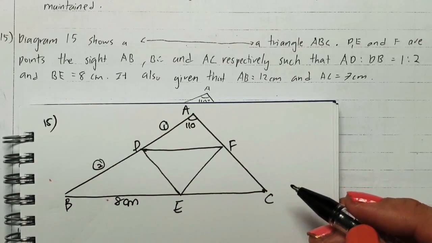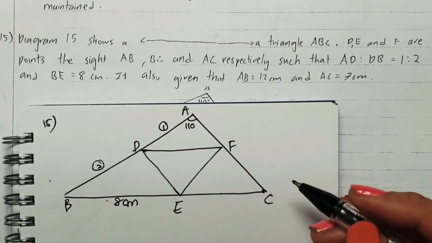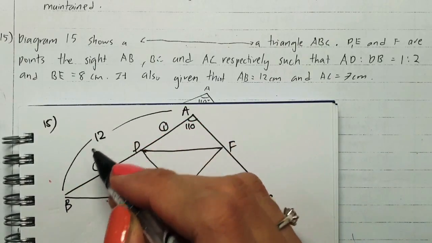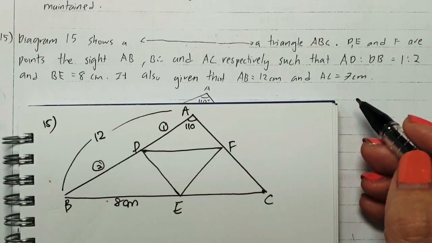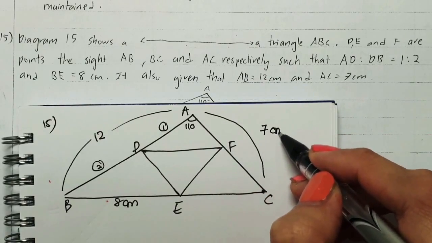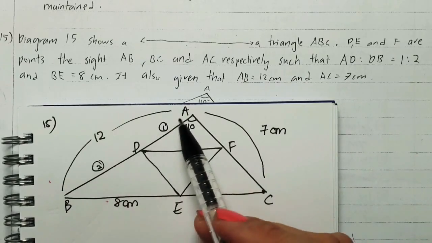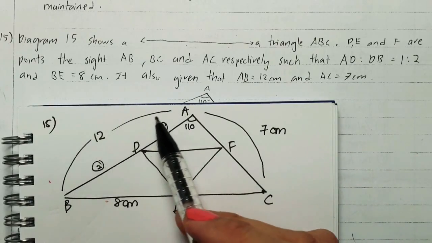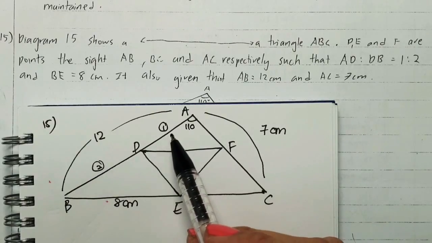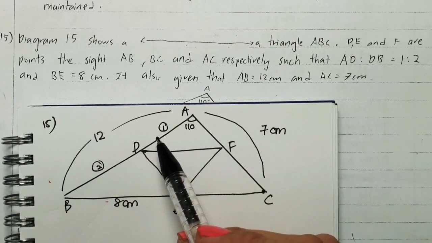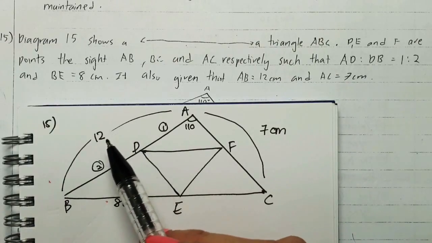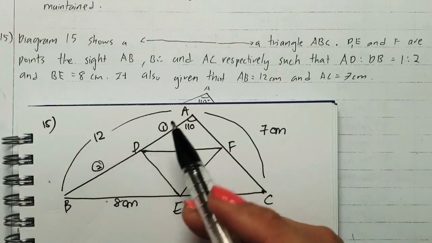It is also given that AB is 12. Now from A to B is 12 cm. A to C is 7 cm. Can you see that? Since this whole thing is 12 cm, A to B is being divided into 2 parts and 1 part. So 3 parts altogether. 3 parts make 12 cm, so each part will be 4 cm.